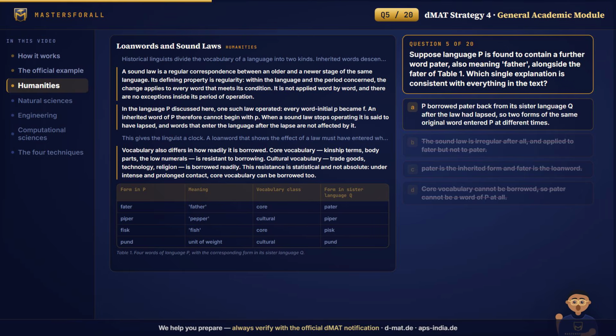Father is core vocabulary, so option D feels safe. But resistance is statistical, not absolute. Resists is not cannot. Option D is gone. So the word was inherited once, becoming fater, and the same original word arrived a second time from the neighbor after the law had stopped working, arriving as pater, keeping its P because there was no longer a law to catch it. One word, 2 arrivals, centuries apart.